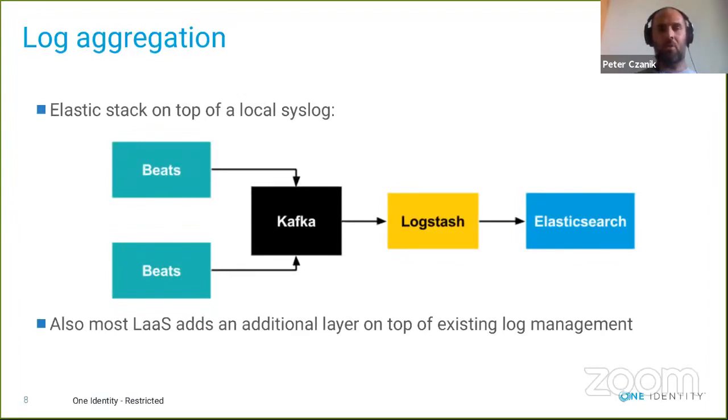These are most of the time on top of local syslog collection. So you see here for the Elastic Stack on top of syslog, they have Beats, then Kafka or Redis for message queuing, then Logstash, and finally Elasticsearch. But also SIEM or logging as a service software creates an additional layer on top of the existing log management.